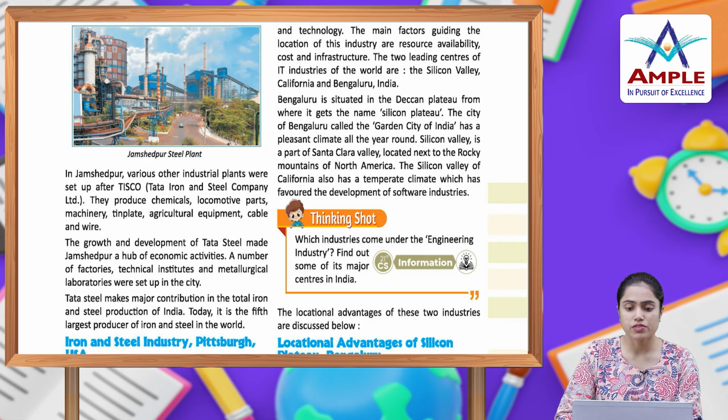The two leading centers of the IT industries of the world are Silicon Valley, California and Bangalore, India. Bangalore is situated in the Deccan Plateau, from where it gets the name Silicon Plateau. The city of Bangalore, called the Garden City of India, has a pleasant climate all the year around. Silicon Valley is a part of Santa Clara Valley, located next to the Rocky Mountains of North America. The Silicon Valley of California also has a temperate climate which has favored the development of software industries.